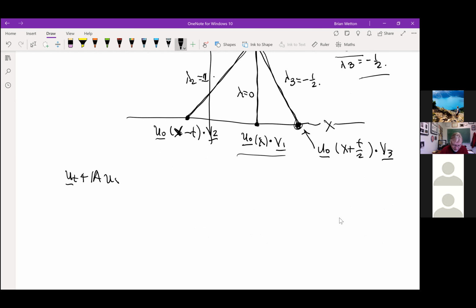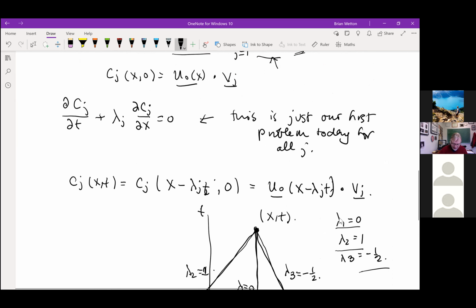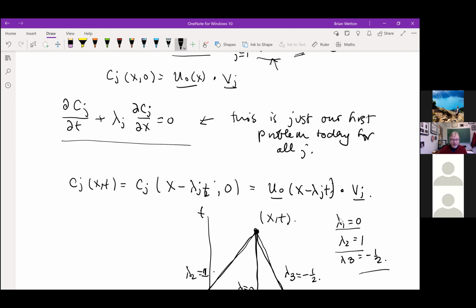But the complementary problem is if I give you some forcing, but no initial conditions, right? How will the solution look like at this point? Well, I'm going to get exactly this kind of thing, but with an F on the right-hand side, right? And not just any F, but the jth component of F, and it'll be along the characteristic.